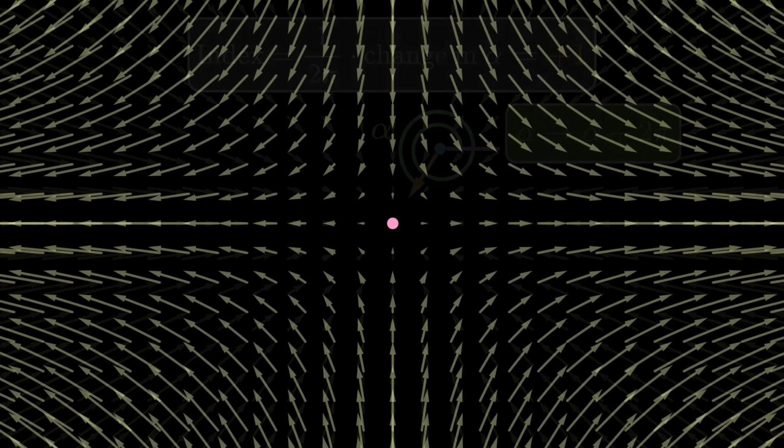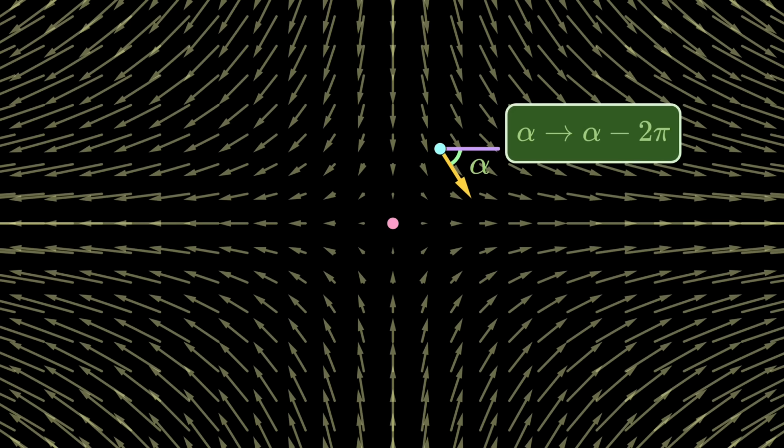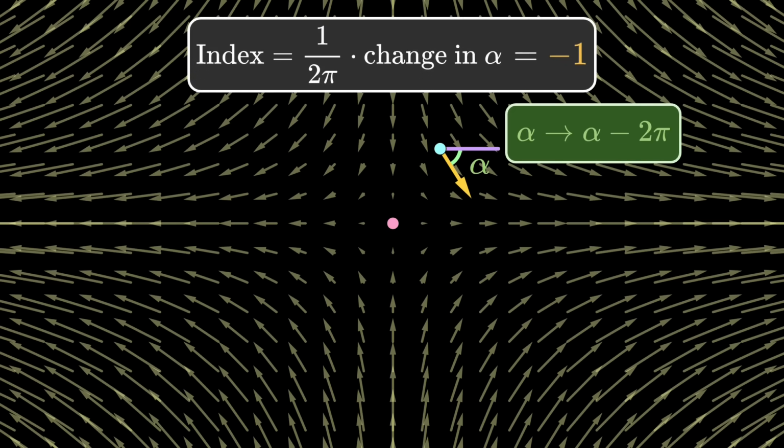What about a saddle? Again, we pick a point, see the vector at that point, and measure the angle made with the positive x direction. This time, the angle keeps decreasing instead and can keep decreasing continuously if we allow it to go to negative values, in which case alpha has decreased by 2 pi, and so the index for a saddle is minus 1 instead, since the angle decreases.